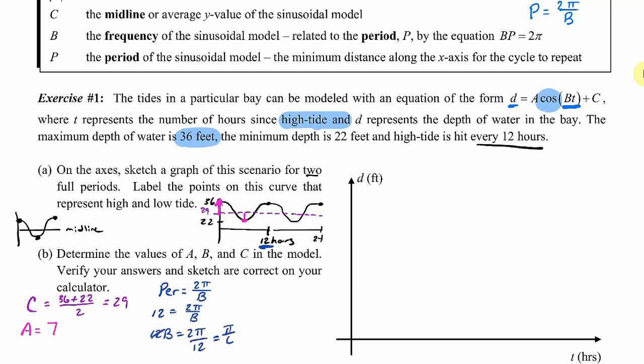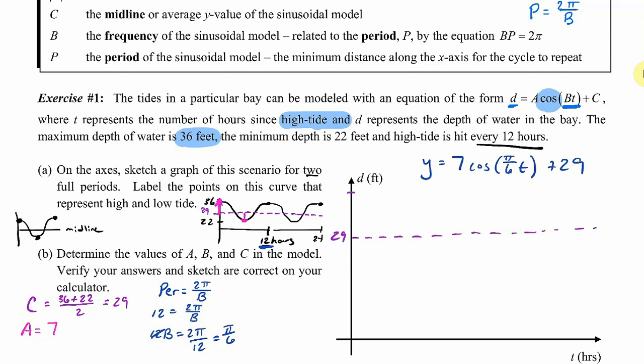And it looks like we're getting pi over 6 for 12, for our value of B. So if I throw this all together, we're getting y equals 7 cosine pi over 6t plus 29. There's the equation, and now I'll graph it. So I'm going to call this 29 right here.